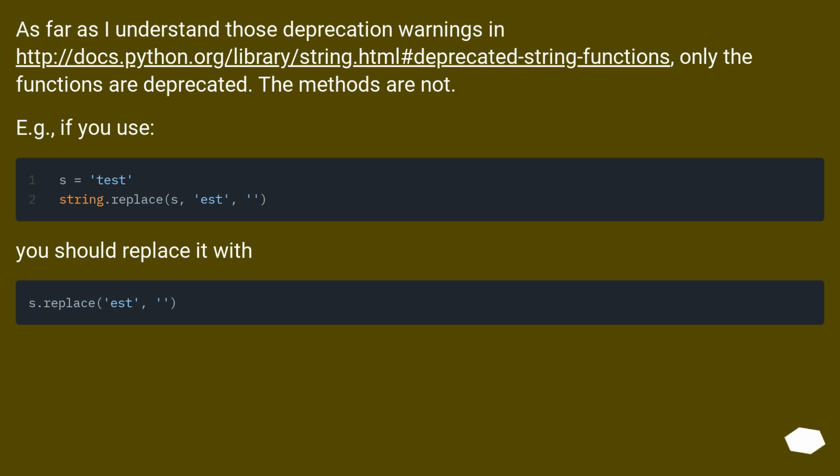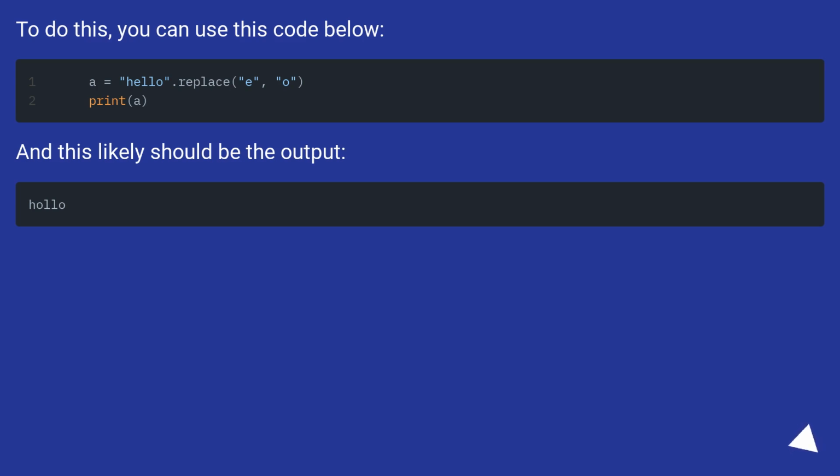As far as I understand those deprecation warnings in this URL, only the functions are deprecated. The methods are not. For example, if you use this, you should replace it with that. To do this, you can use this code below. And this likely should be the output.